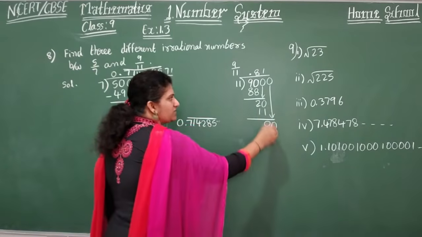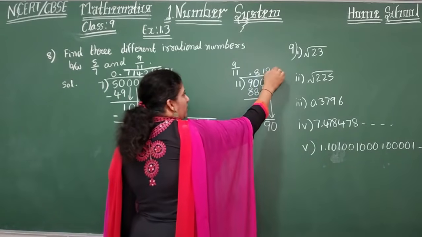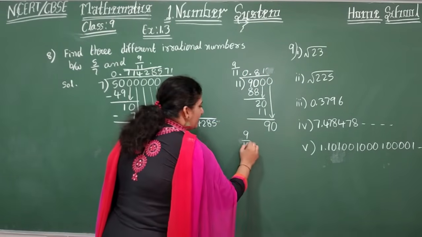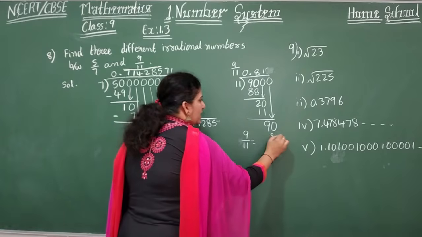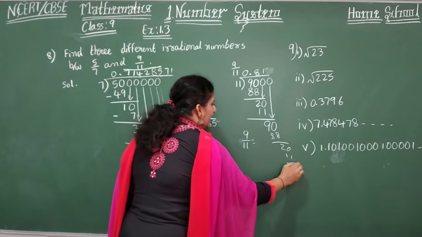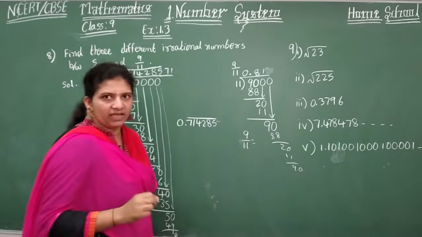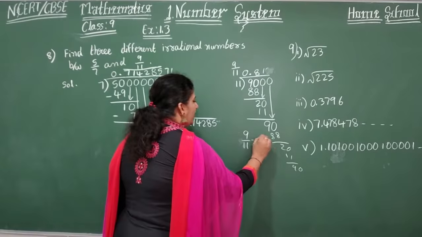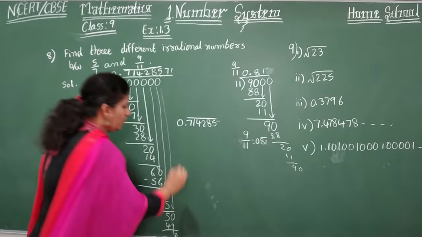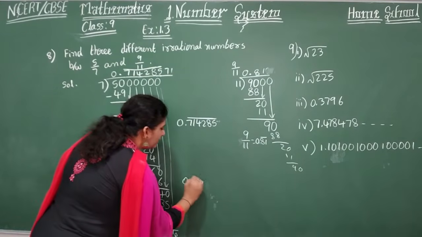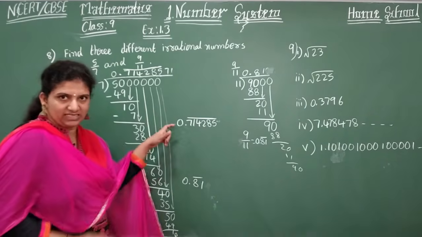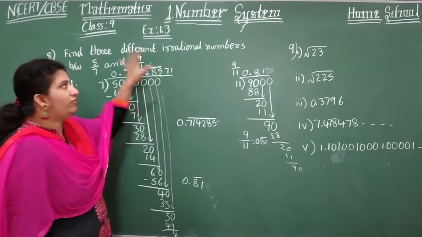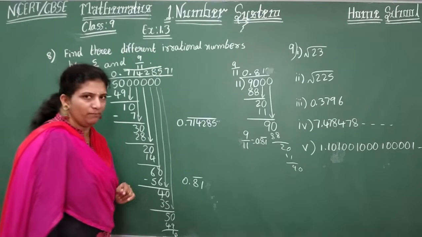Take one more 0. Drag that 0 down. So children, can you observe here? Again it will be 8, 1, 8, 1, 8, 1. That means 9 by 11 will be continued, children. Same pattern. Like this it will be continued. So 9 by 11 will be how much? 0.81 bar. So in between these two decimals, you need to find 3 different irrational numbers.